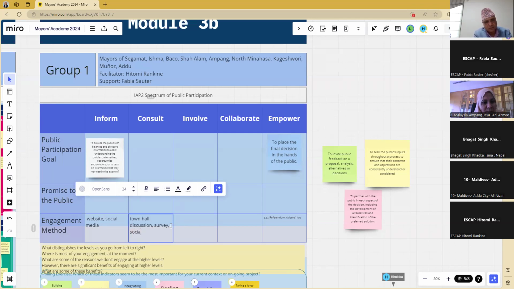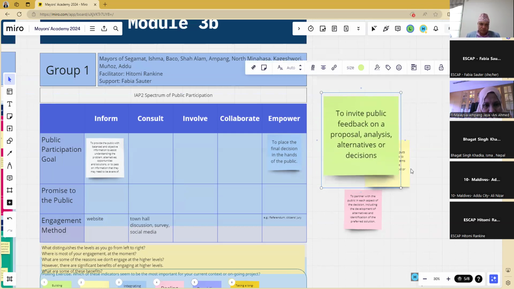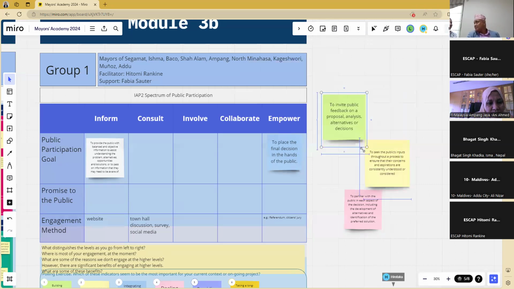This is a good start. We're making good progress. Okay, so if we want to invite public feedback on a proposal, analysis, alternative, or decisions, this is the green sticky. I think you can read it. Involve. So, invite public feedback on the proposal, analysis. Consult, I think, because you invite the public. I mean, you consult them. Exactly. Yeah. That's a very good guess.